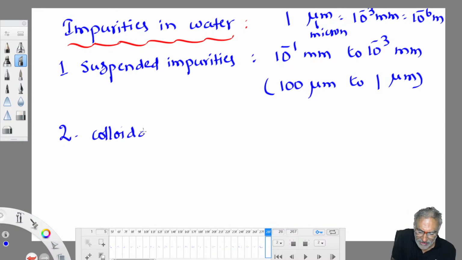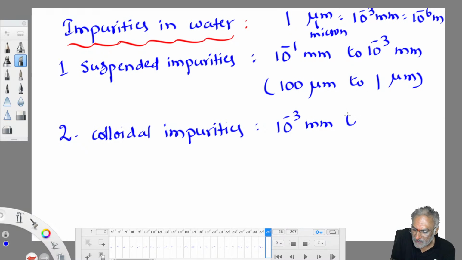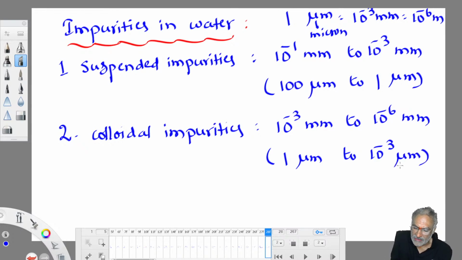Then colloidal impurities. When the size of the impurities ranges anywhere between 10 power minus 3 mm to 10 power minus 6 mm, that means 1 micron to 10 power minus 3 microns, they are called colloidal impurities. We try to remove these impurities from water by applying treatment. When impurity size ranges between 10 power minus 6 mm to 10 power minus 8 mm, they are called dissolved impurities.